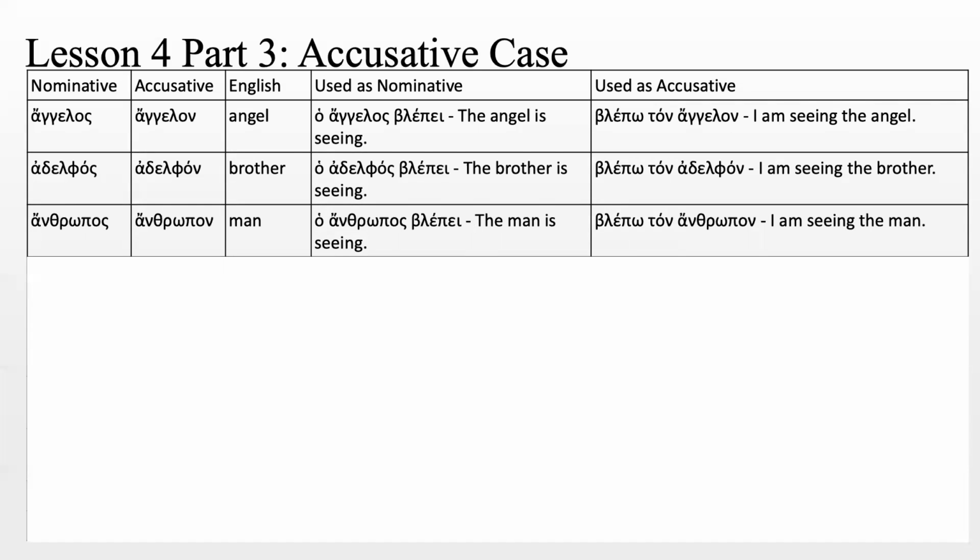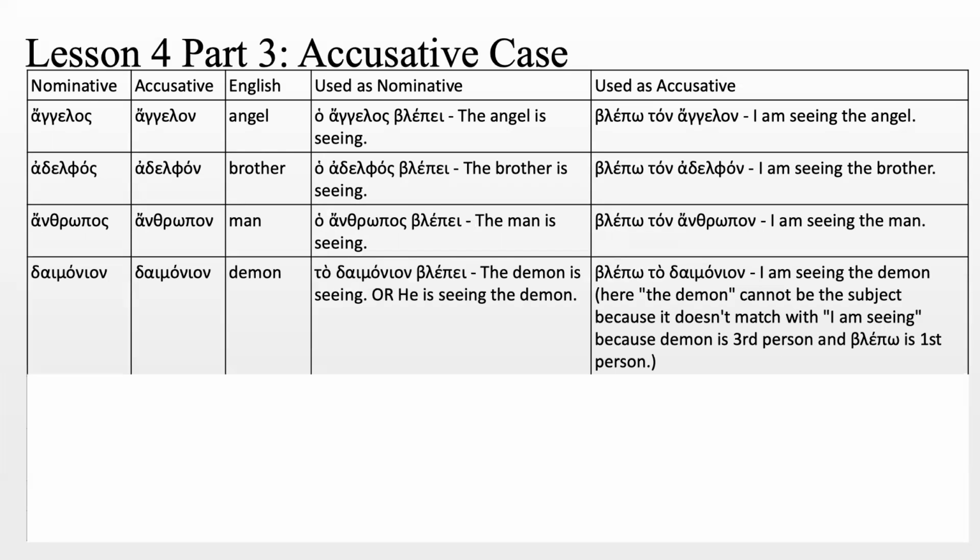Anthropos is nominative. Anthropon is accusative. They mean man. Used as nominative, ho anthropos blepei, the man is seeing. Or we could say blepei ho anthropos. We could switch the order. It would still mean the man is seeing because ho anthropos is in the nominative. Then we have the accusative, blepo ton anthropon, I am seeing the man. Or even if we said ton anthropon blepo, flip it around, it'd still mean I am seeing the man because ton anthropon is in the accusative case.